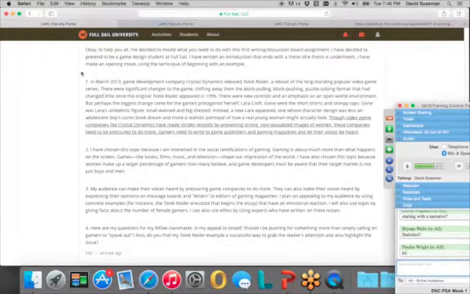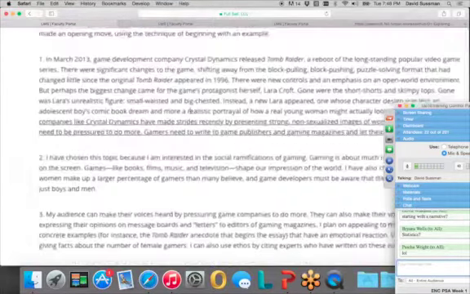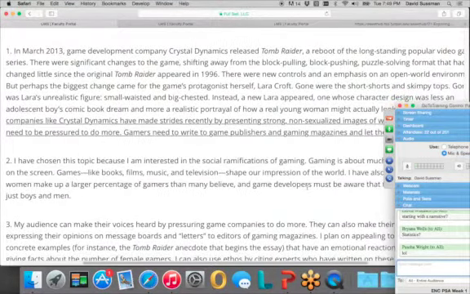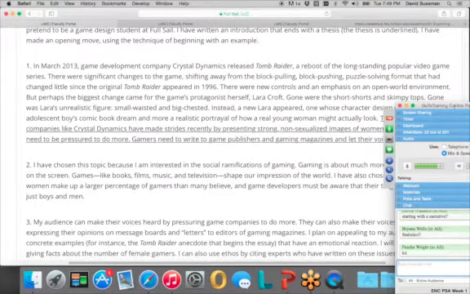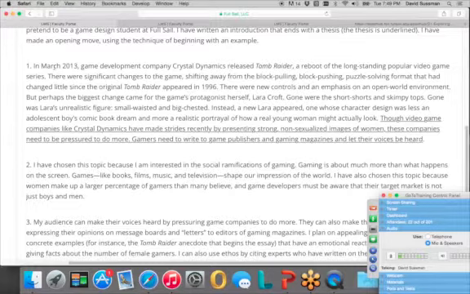And as you can see here, number one is my actual introduction paragraph. Let's take a look at it and see if you can spot which opening move or technique or hook I'm using. It reads: In March 2013, game development company Crystal Dynamics released Tomb Raider, a reboot of the long-standing popular video game series. There were significant changes to the game, shifting away from the block-pulling, block-pushing, puzzle-solving format that had changed little since the original Tomb Raider appeared in 1996.